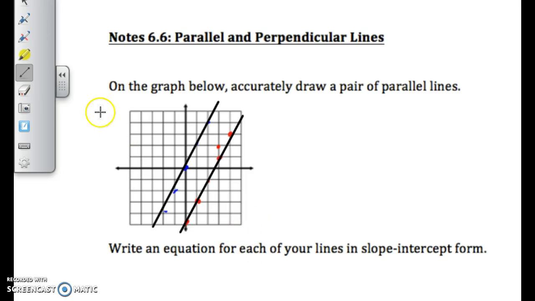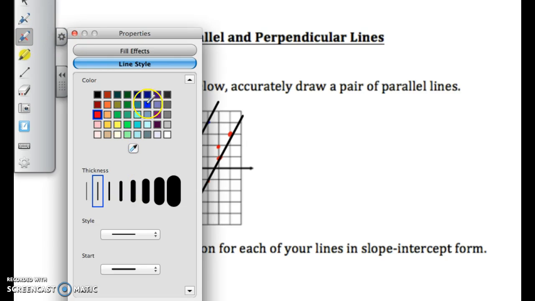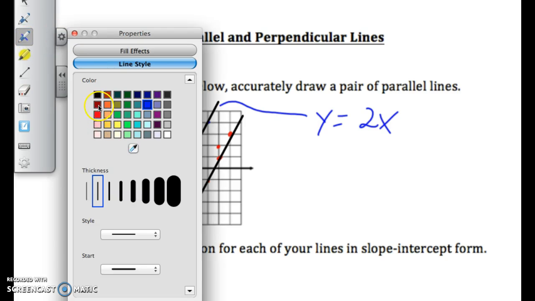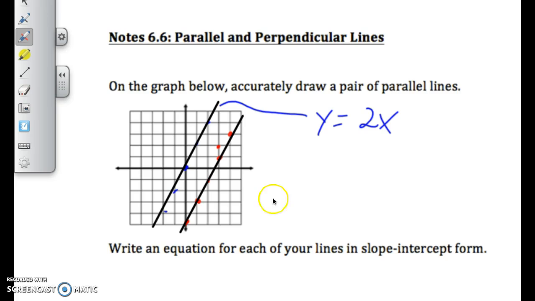So let's write an equation for our two lines. I'll do the blue line. That equation is y equals 2x. And then the red line equation, that equation is y equals 2x. And where did that start? 1, 2, 3, 4, 5, minus 5. So there are the two equations.